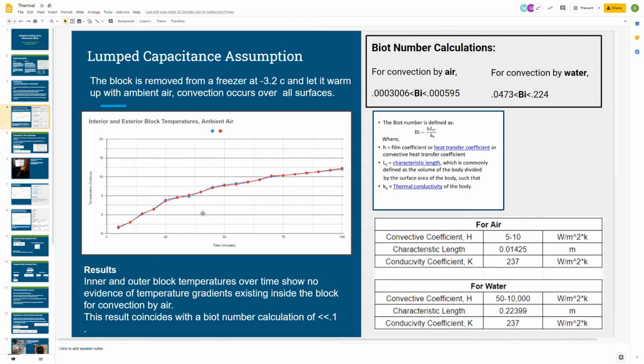So we took the block out of the freezer, and over the course of 100 minutes, we measured the interior temperature and the exterior temperature of the block. In red here, we have the exterior temperature, and in blue, we have the interior temperature. What this tells us is there's no great disparity in these temperatures, so we could assume that we won't have any temperature gradients inside of the block itself.